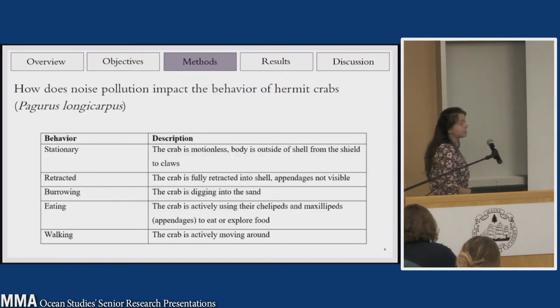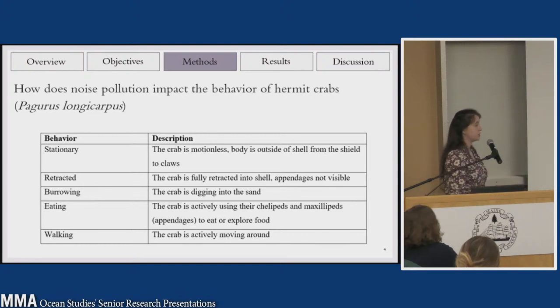So my study aims to investigate the more general question, how does noise pollution impact the behavior of the hermit crab? And this is an ethogram that I formulated for my study, that describes the five basic behaviors that I focused on during my investigation. And those behaviors are stationary, retracted, burrowing, eating, and walking.